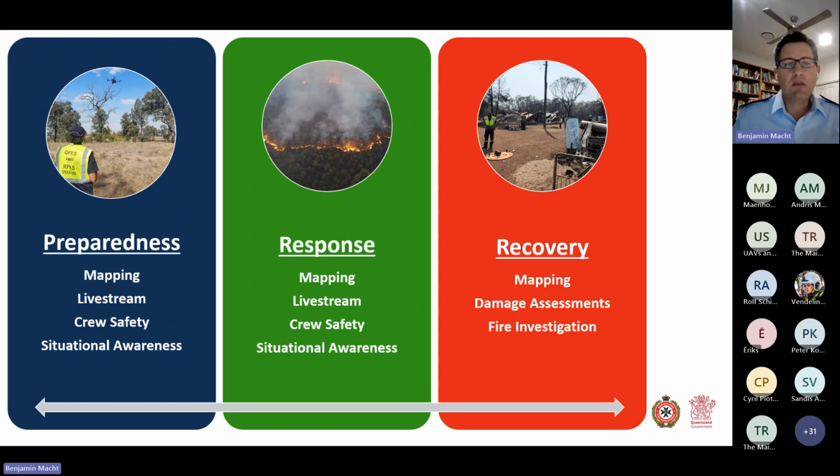We can do some mapping before we send crews in there and light controlled fires. With a live stream, we are supporting decision makers with that aerial view, and absolutely the crew safety, a very, very important part of what we're doing with the drones. And that situational awareness goes hand in hand with it.